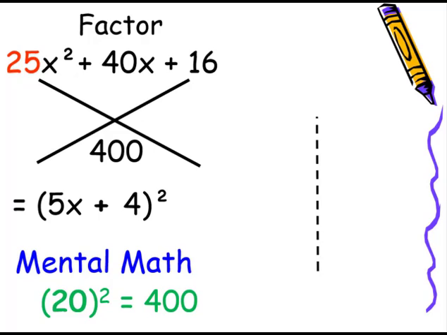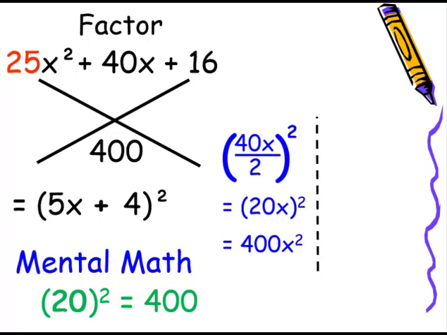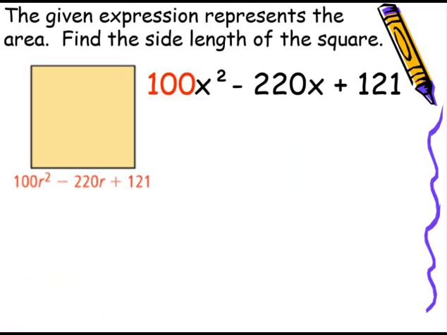A more detailed check would be to take half of 40x and square it. Check it by multiplying the first term times the last term, and it checks. The given expression represents the area. Find the side lengths of the square.